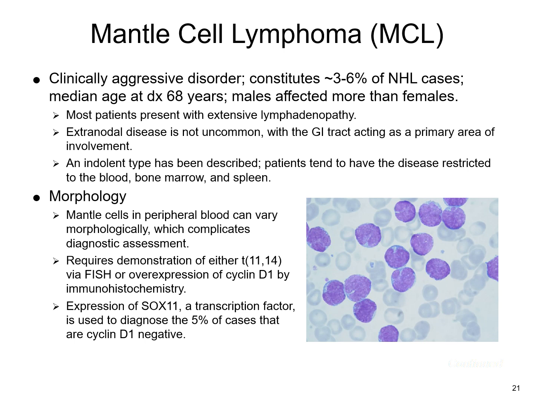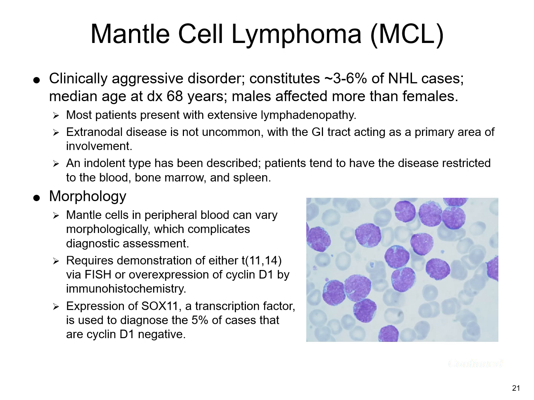Mantle cell lymphoma constitutes approximately 3 to 6% of the non-Hodgkin lymphoma cases. The median age for diagnosis is about 68 years of age, and males are affected more than females. It is considered a clinically aggressive disorder, although there are some types with a slow progression that have been described. Most patients will present with an extensive lymphadenopathy. Extranodal disease is not uncommon, with the GI tract acting as a primary area of involvement.